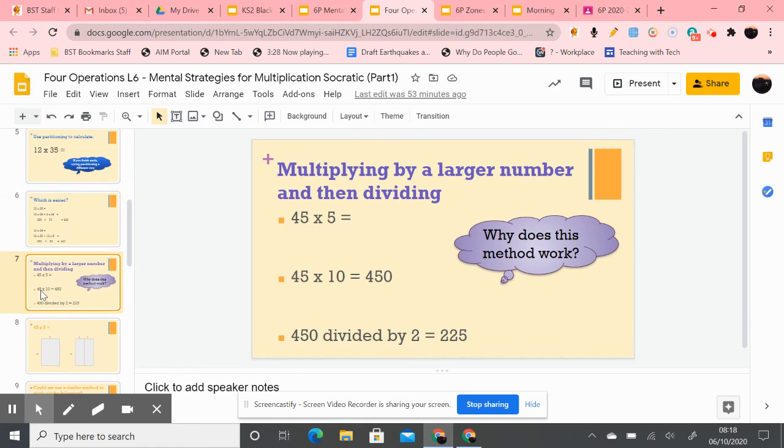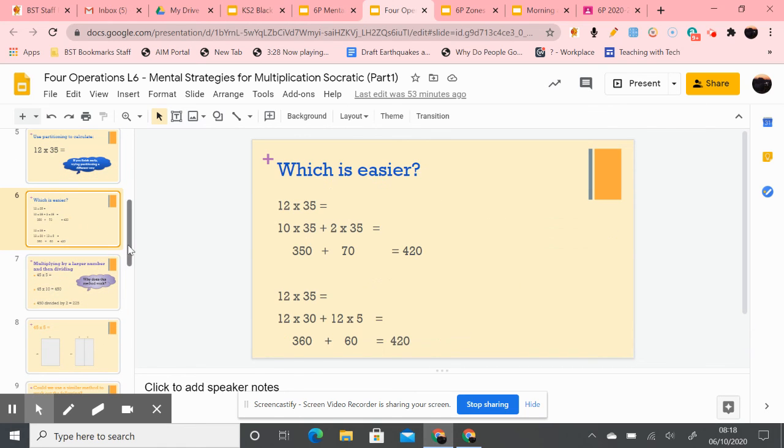Okay. Now, that's it for this particular session. I hope that video was very clear. That is the partitioning method for a mental multiplication strategy. Thank you.